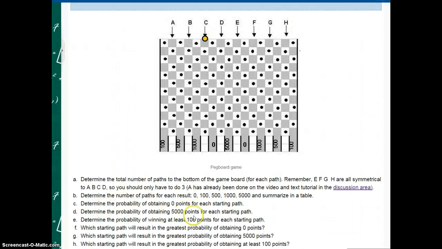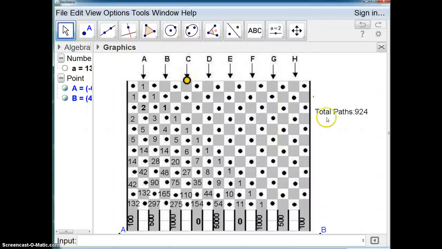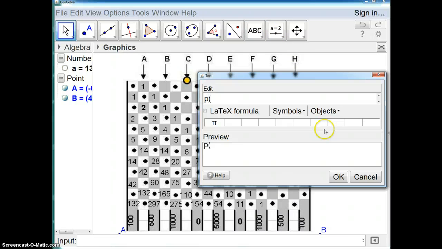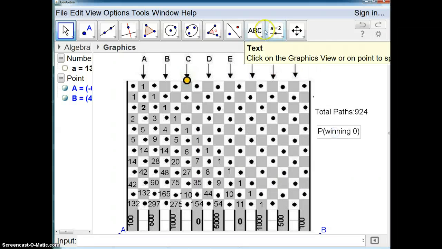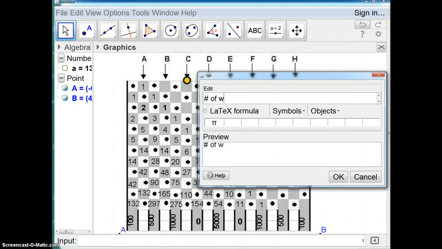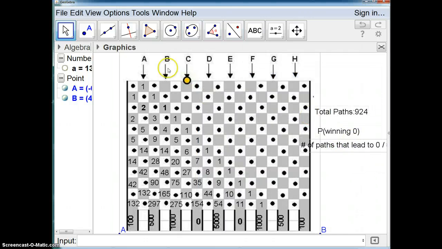Now, what kind of things are we asked to do here? Determine the probability of obtaining 0 points for this starting path. Okay, so let's go ahead, the probability of winning 0. Let's see how we can figure that out. The probability of winning 0 is the number of paths that lead to 0, divided by the number of paths total.